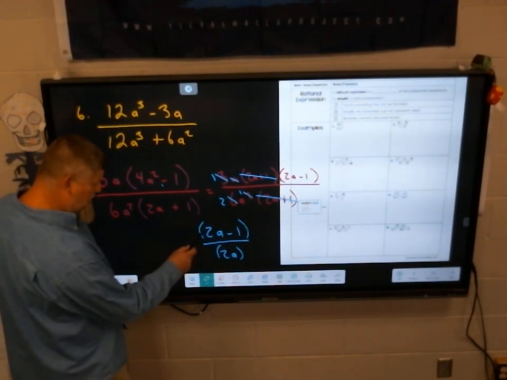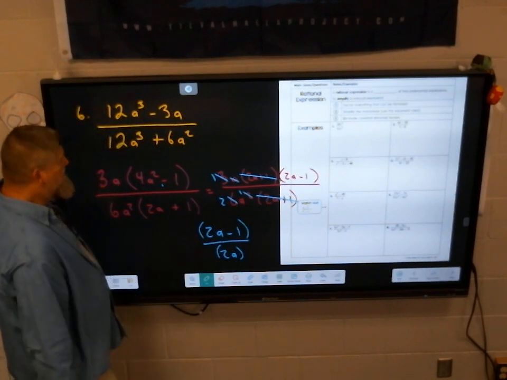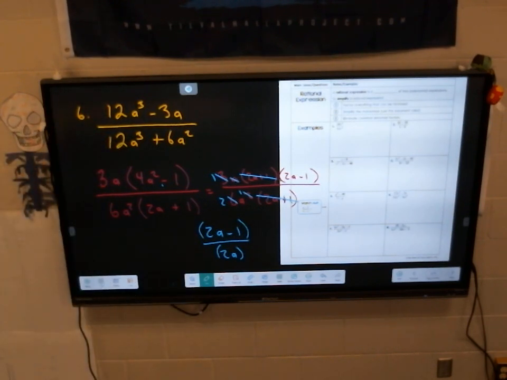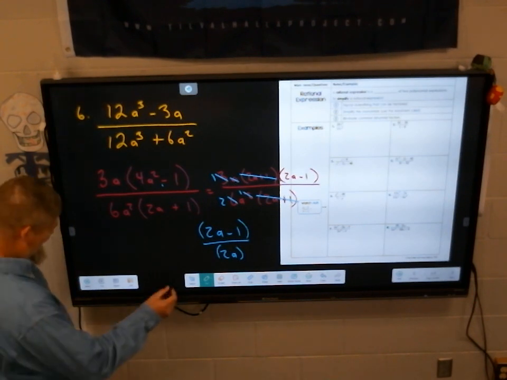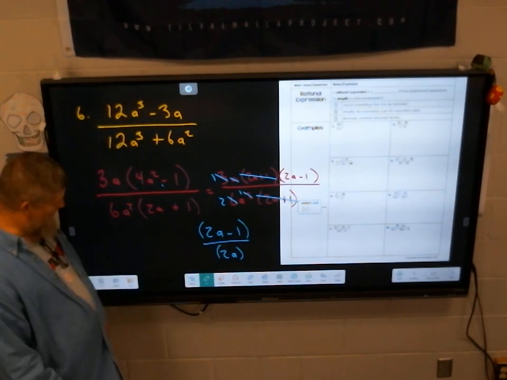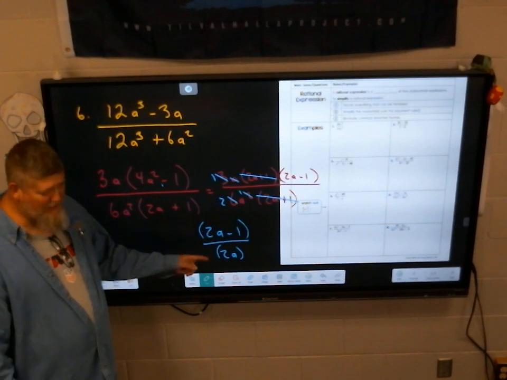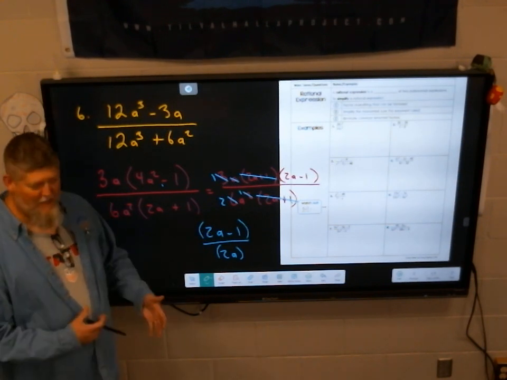Class, you better answer this correctly. Can I just cancel these 2A's? No, because they're two different things. One of them is subtracting, so if you remove it, it's going to mess it up. Very good, there's a minus sign, 2A is being added or subtracted, you can't just cancel it off.